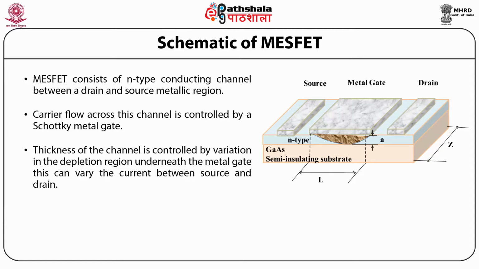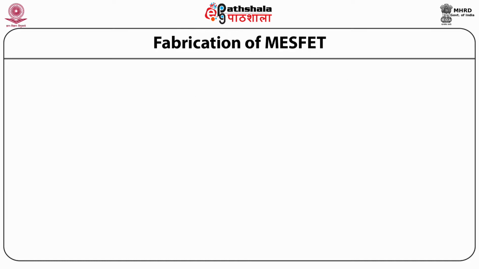Carriers flow across the channel, that is the N-type layer, from source to drain. Thickness of the channel is controlled by variation in the depletion region underneath the metal gate. This can vary the current between the source and the drain. Let us now discuss the fabrication of MESFET.